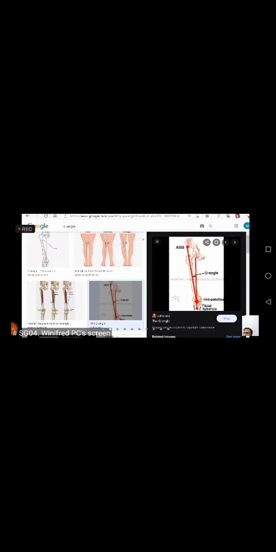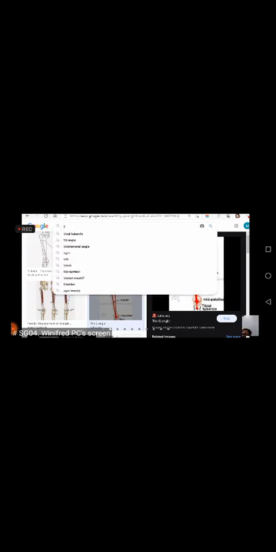So apart from that, we'll also check the ankle area. In the ankle area, we'll check the flexibility of the ankle. So we'll see the calf muscle, particularly the Achilles tendon, when we flex the ankle, when we do the dorsiflexion movement.